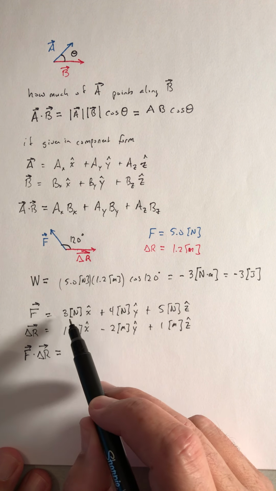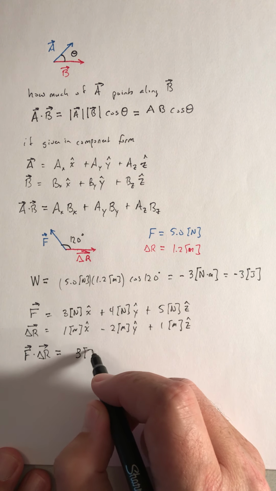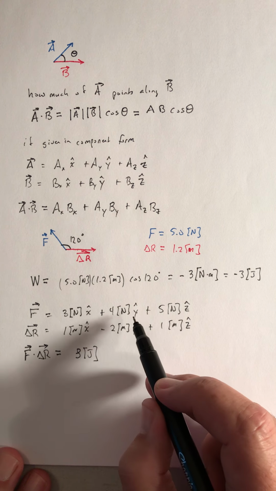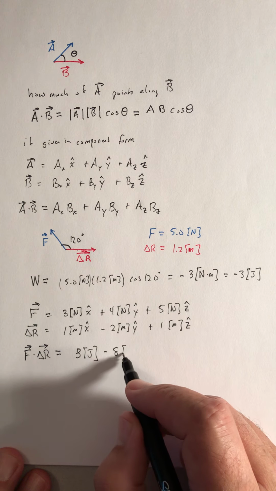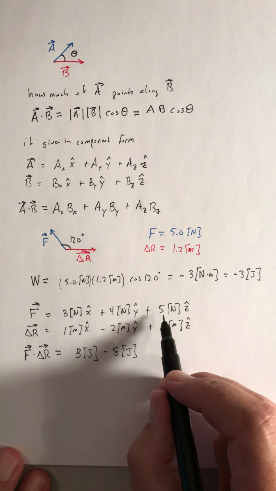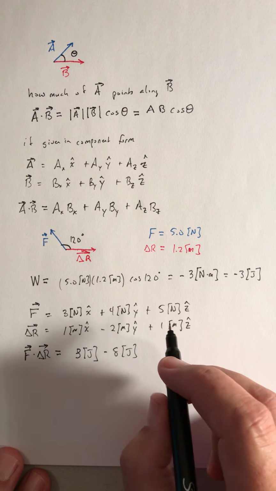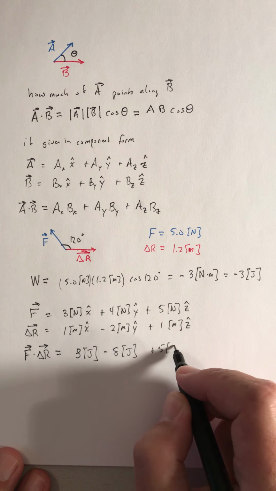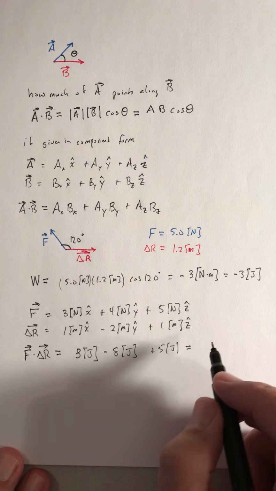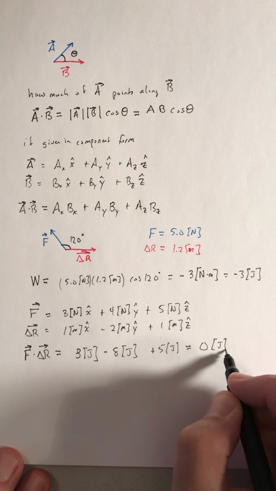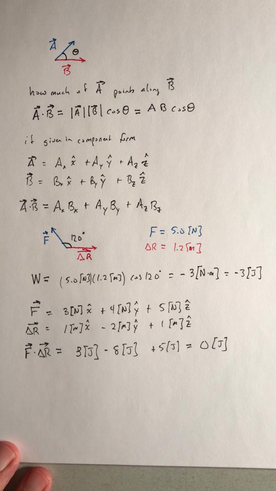So for the x components, I have 3 newtons times 1 meter. It's going to give me 3 joules. For the y component, 4 newtons times minus 2 meters is going to be minus 8 joules. And then along the z direction, 5 newtons times 1 meter is going to give me 5 joules. And I add that all up. 3 minus 8 plus 5 gives me 0 joules. So for that force and that displacement, there's no net work done.